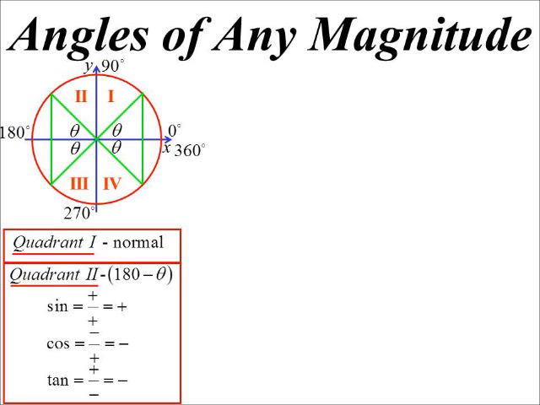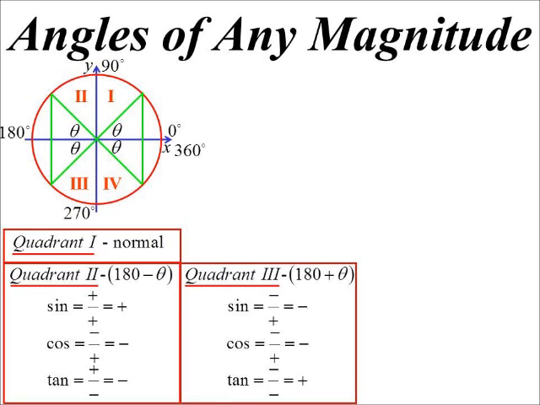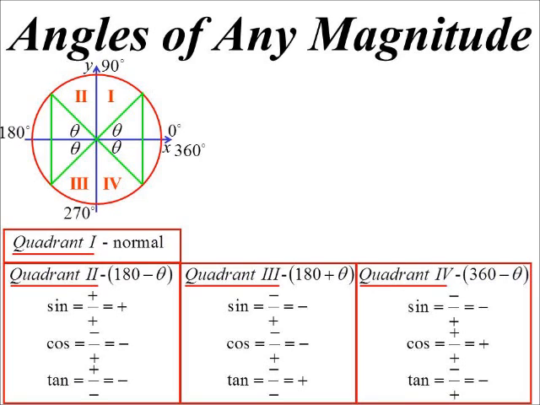And we can do a similar thing in the third quadrant. It will always be 180 plus the acute angle. And then when we look at that triangle, sine turns out to be negative, cos is negative, tan is positive. And in our final quadrant, 360 minus the acute angle, sine's negative, cosine's positive, tan is negative.